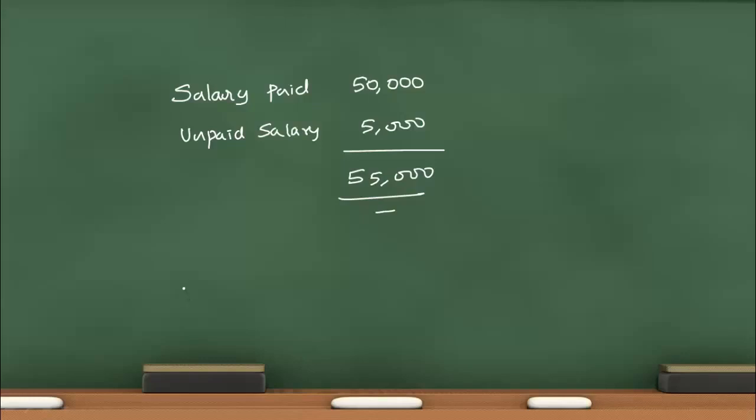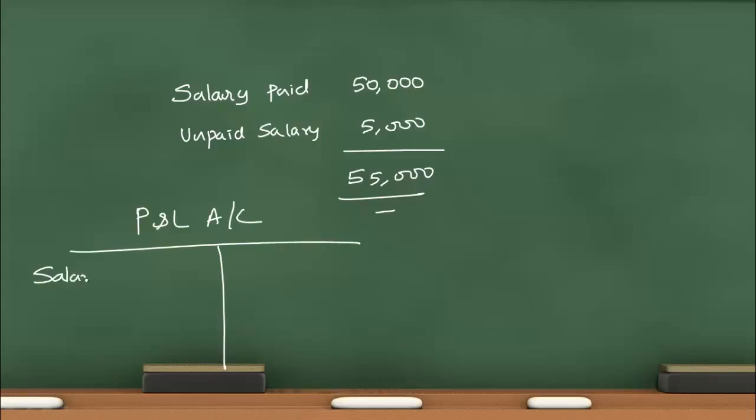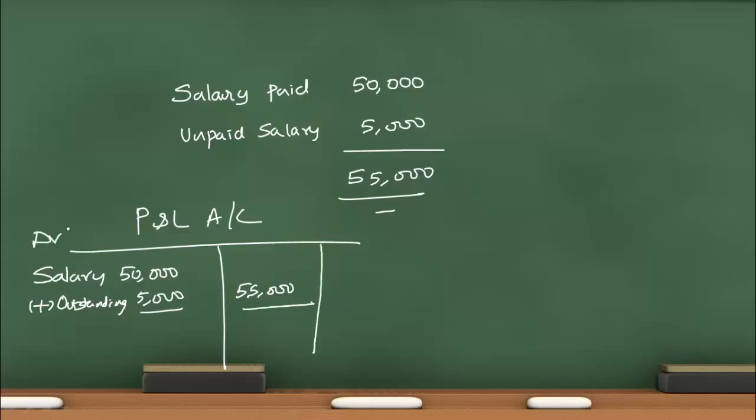So when the profit and loss account is prepared, on the debit side, along with salary which will be shown at 50,000, this unpaid salary, or outstanding salary, they are all the same, should be added and it should be shown as a total of 55,000. This should figure on the debit side. The next question is, what is its effect on the balance sheet?